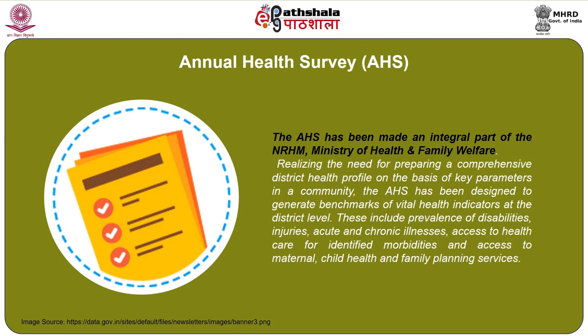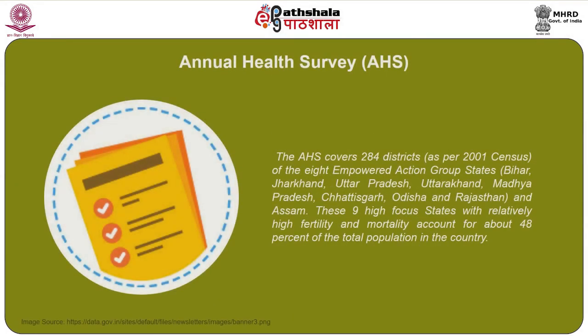These include prevalence of disabilities, injuries, acute and chronic illnesses, access to health care for identified morbidities, and access to maternal, child health, and family planning services. The annual health survey covers 284 districts as per the 2001 census of the 8 empowered action group states: Bihar, Jharkhand, Uttar Pradesh, Uttarakhand and Madhya Pradesh, Chhattisgarh, Odisha and Rajasthan, and Assam.